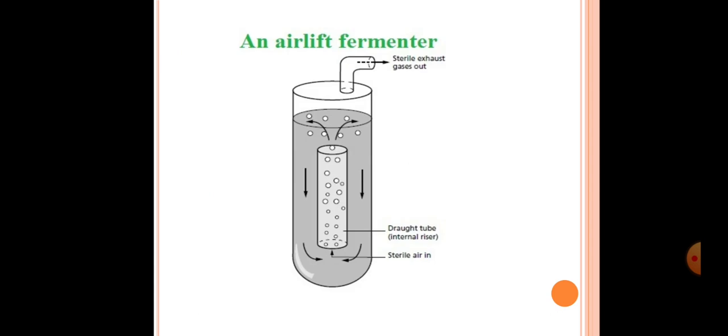Structure of airlift fermenter. Here we can see a draught tube inside the fermenter, and you can see a sterile exhaust gas outlet and sterile air inlet.